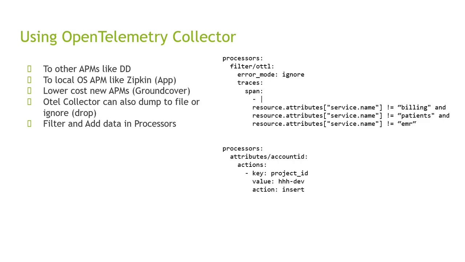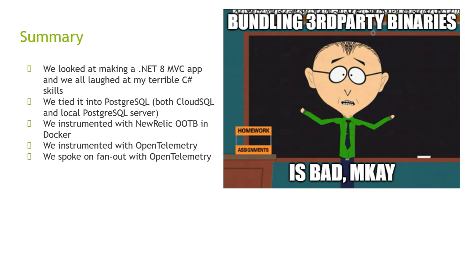The second processor is a way to enrich data. So if I'm using this attributes account ID processor in my sequence, it would add a key called project ID and set the value of HHHDev, which is one of the internal BU names I have. And the action there is insert. So it would be adding this value, if it doesn't exist, to all the data going through that processor.